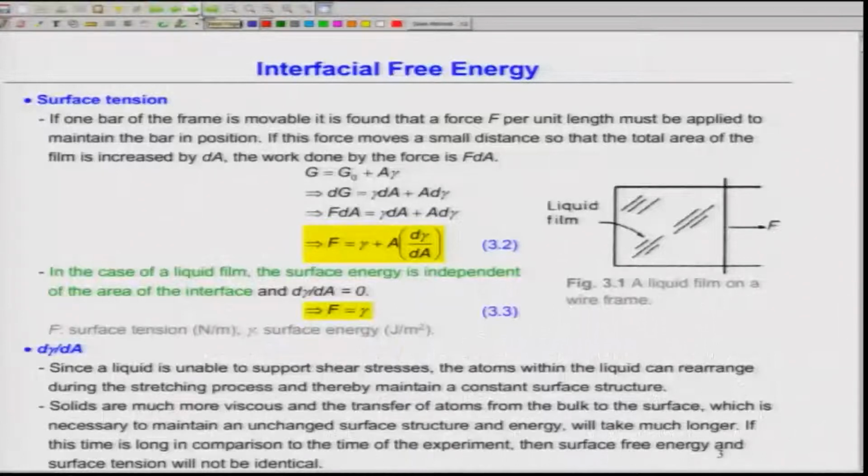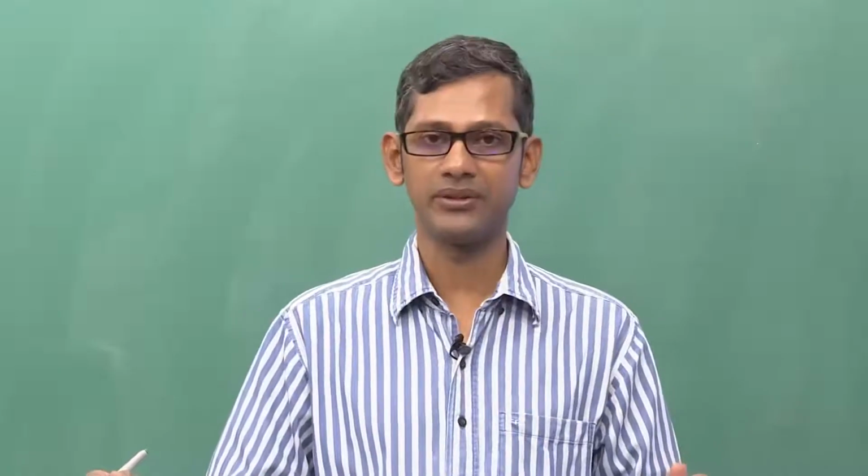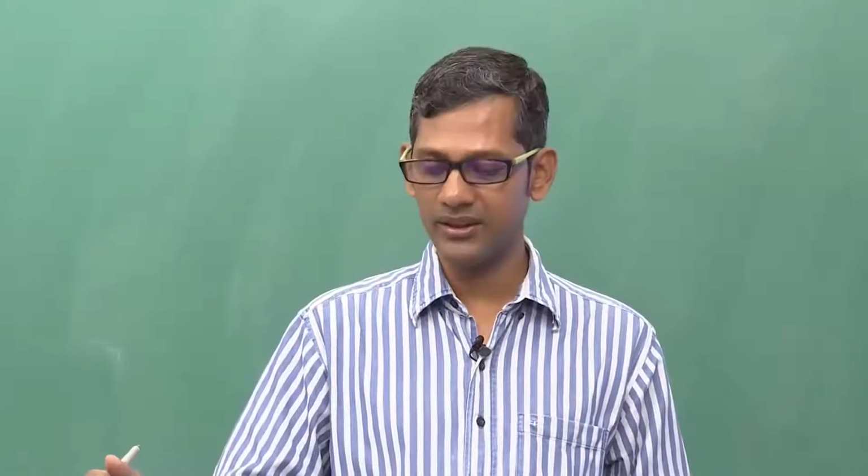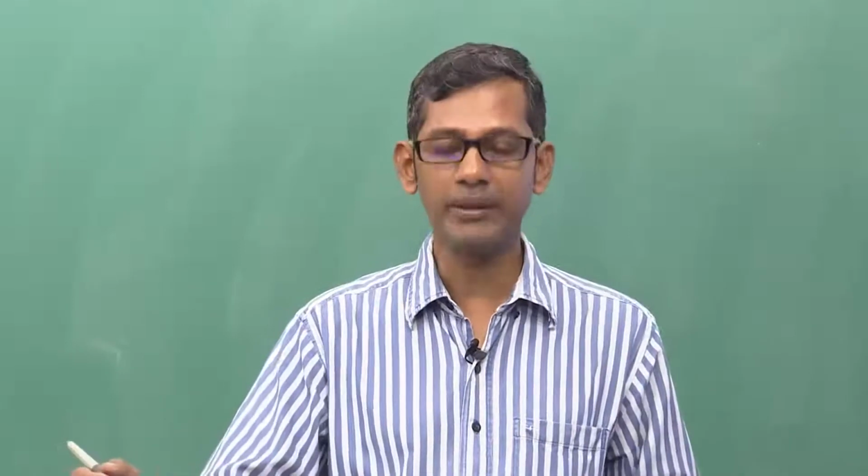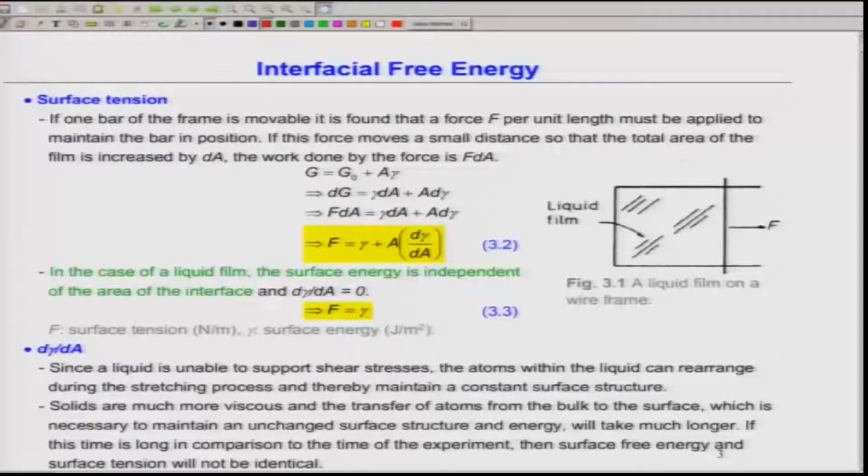So how do we actually calculate it? There is a misconception between surface tension and surface energy. Let us be clear from the beginning. Surface tension is basically valid for liquids. Now, consider a frame just like the one shown on the right side, and in between the frame there is a thin film. One bar of the frame is movable, while the other 3 bars are immovable.